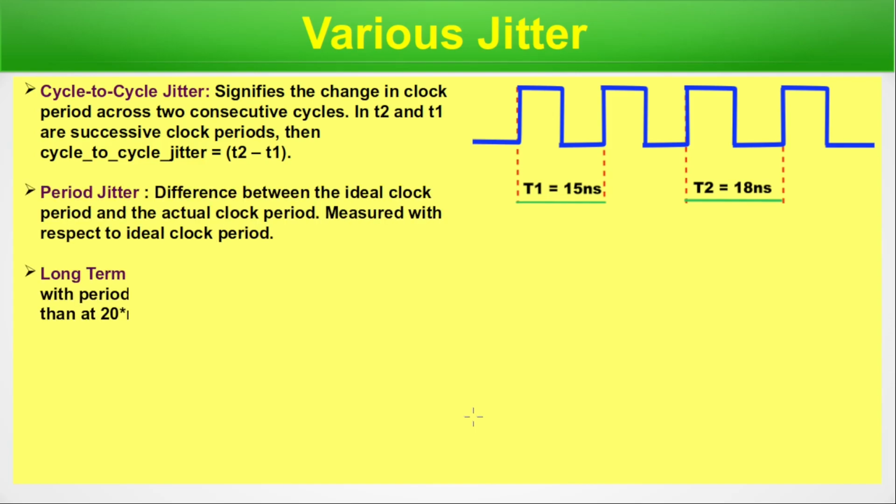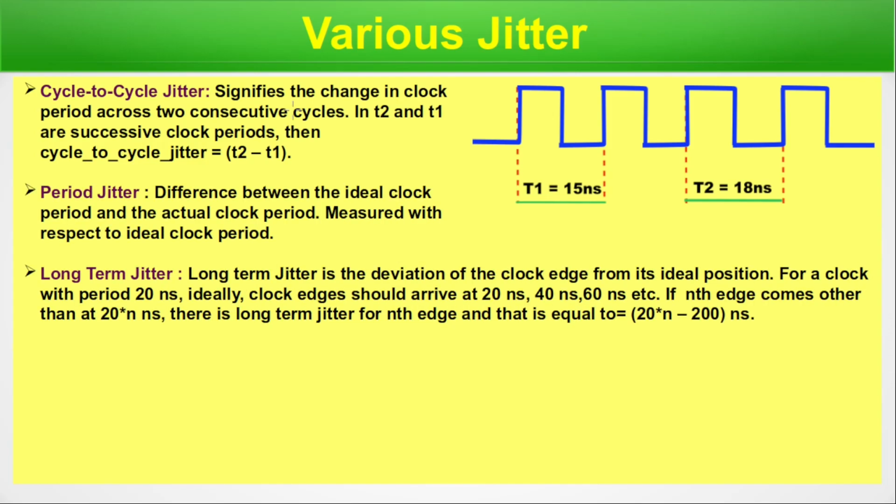Now, cycle to cycle jitter signifies the change in clock period across 2 consecutive cycles. This is a clock signal. A complete cycle is 15 nanoseconds and another clock cycle is 18 nanoseconds. For any 2 consecutive cycles, T2 and T1 being successive clock periods, cycle to cycle jitter would be T2 minus T1. And period jitter is the difference between the ideal clock period and the actual clock period, measured with respect to the ideal clock period.